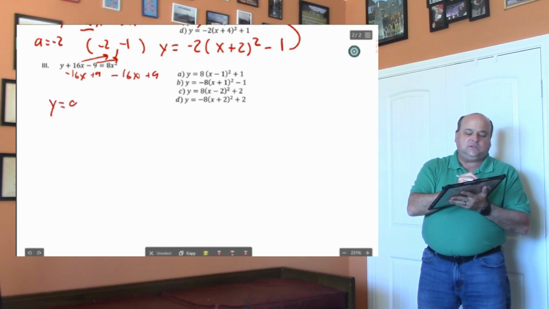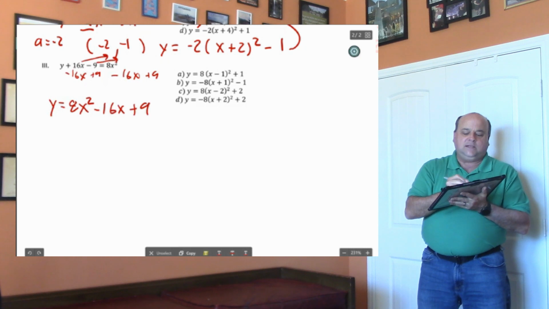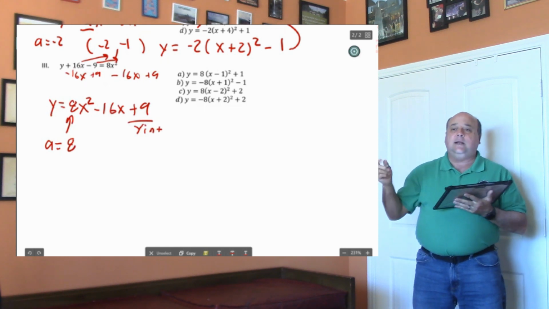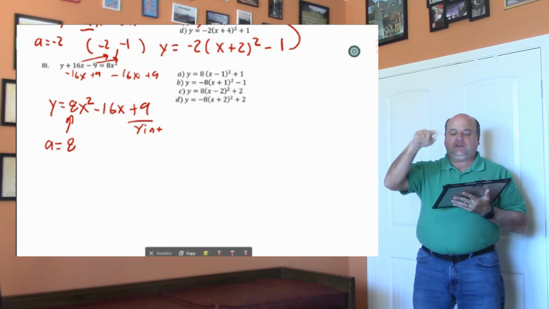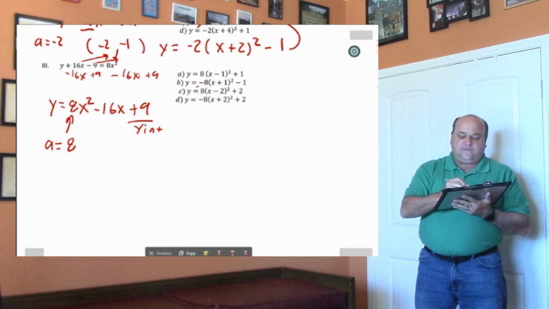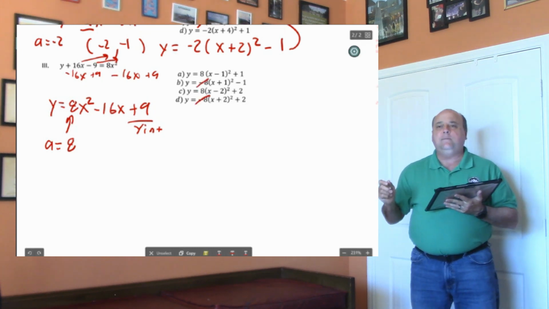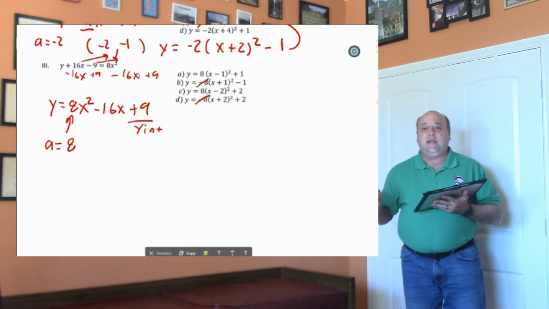So y equals 8x squared minus 16x plus 9. The 8 is a, and this 9 is the y-intercept, but we don't need it in vertex form, do we? Okay, so we're going to graph this and trace to the vertex. First off, this one's wrong and this one's wrong, right? Because the a is positive 8.